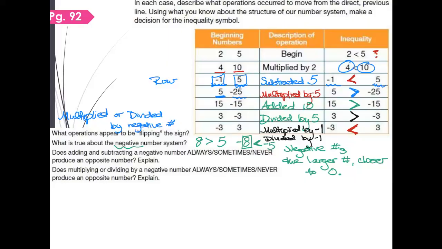So question, the next one. Does adding or subtracting a negative number always, sometimes, or never give you the opposite, I'm going to say not number, but sign? Does it ever produce an opposite number? I want to say sign here. Does adding or subtracting a negative number always, sometimes, or never produce an opposite signed number?